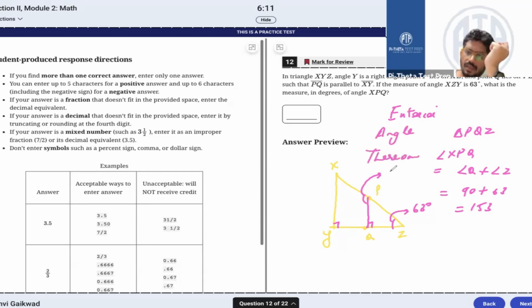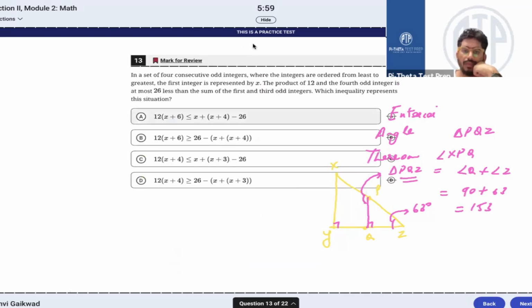For which triangle? For the triangle PQZ. Okay, for that, angle P is the external angle. So I'll write 153 here. Going to the next question quickly. That is question number 13. This is also a very good question.